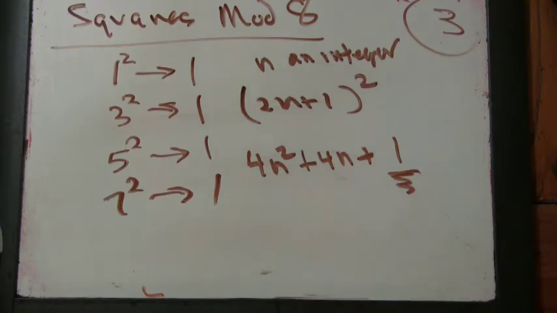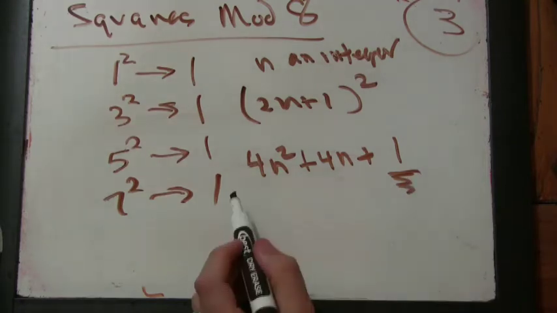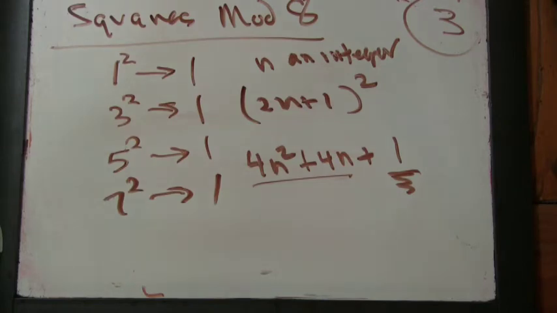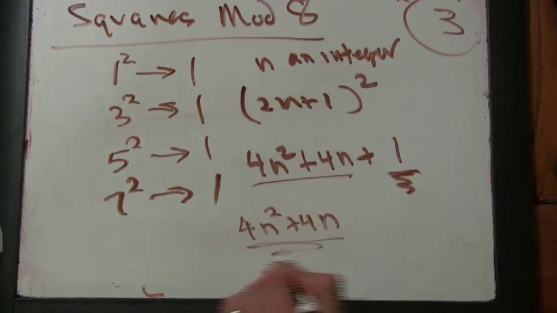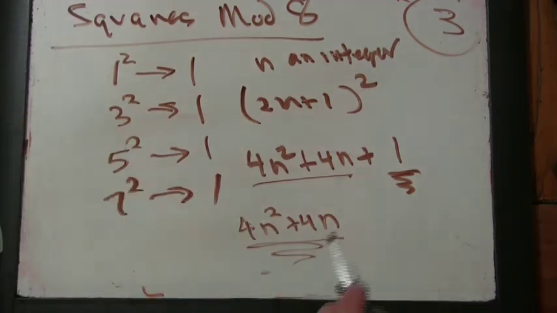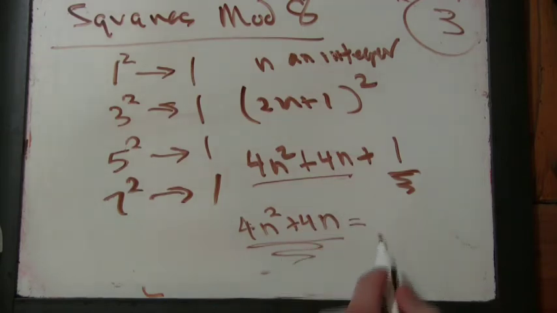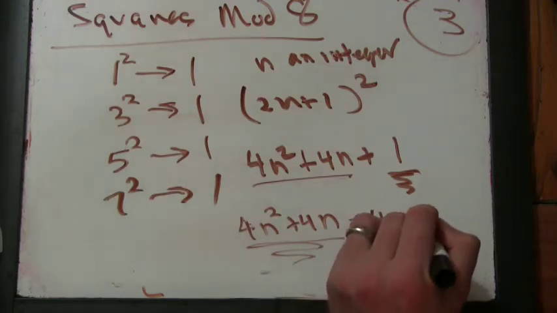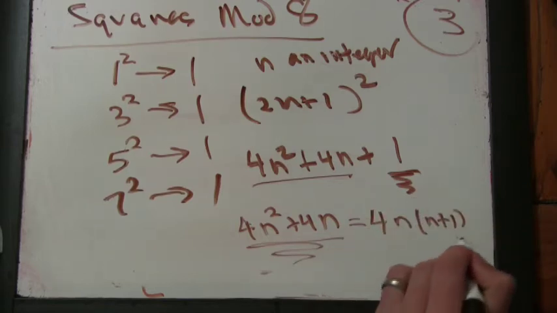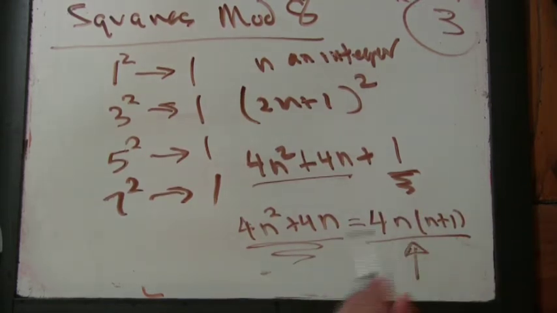Now, we were always getting this leftover 1 when we divide by 8. So that must mean this is divisible by 8. So why is 4n squared plus 4n always divisible by 8? Well, we can take the 4 out, and then we're left with 4 times the quantity n squared plus n. Okay, so you can factor a 4 out. Is there anything else that can factor out? n could come out too, leaving n times n plus 1. So why is this always divisible by 8?